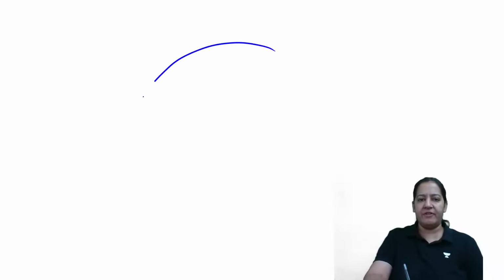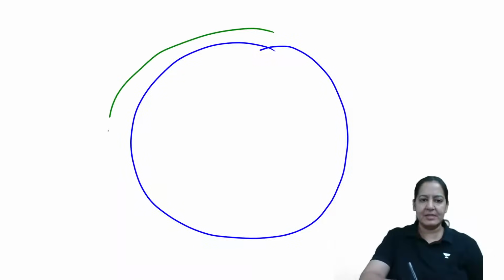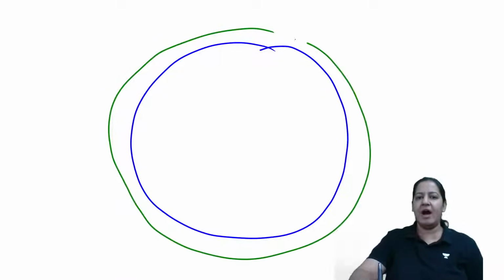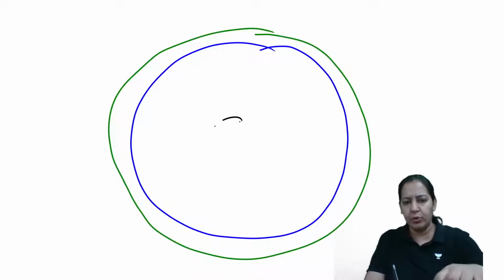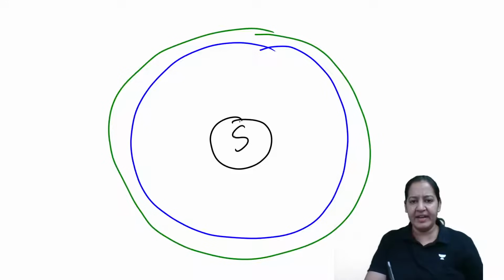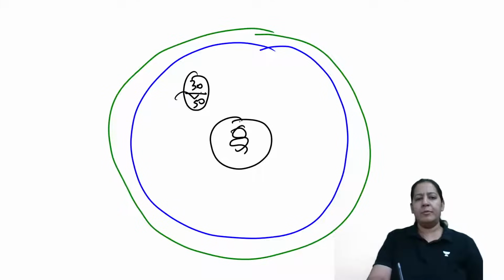So let me draw the diagram of a bacteria. This is the cell membrane of a bacteria. This is the cell wall of a bacteria. Inside the bacteria, this is the nucleus of the bacteria having DNA or RNA, and this is the ribosome, 30S and 50S. On the ribosome, protein synthesis is taking place.